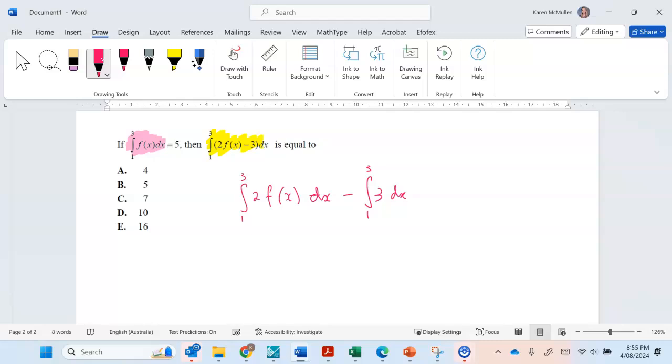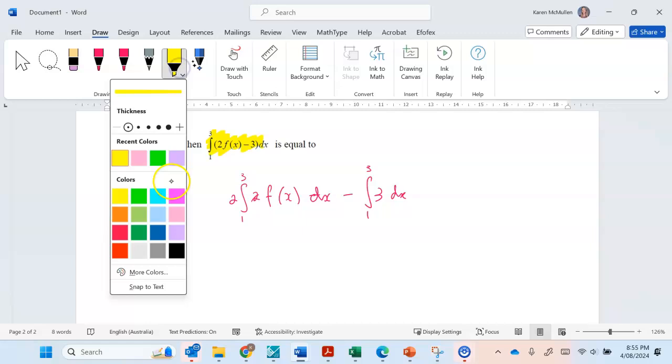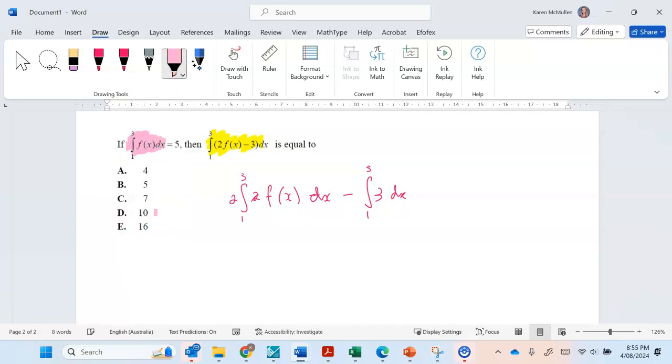So we've got the 2 times f of x in one definite integral and the 3 in the other definite integral. So this 2 can go out the front, and we can just do that in one go because we don't want to keep writing things. And you'll notice that this thing highlighted in pink, we now have the same thing here. So we've got 2 times 5, because remember it said it's equal to 5.